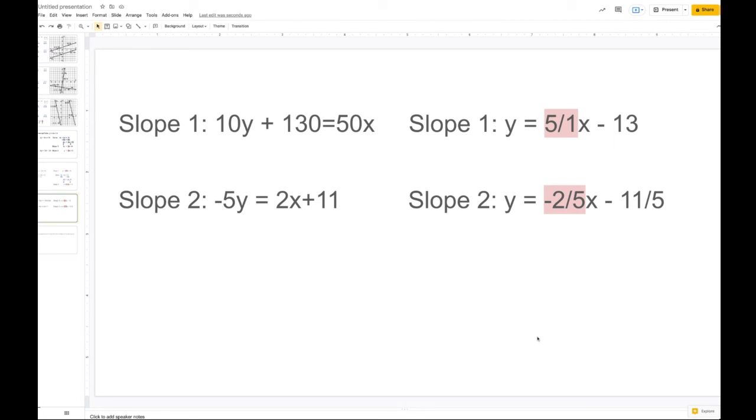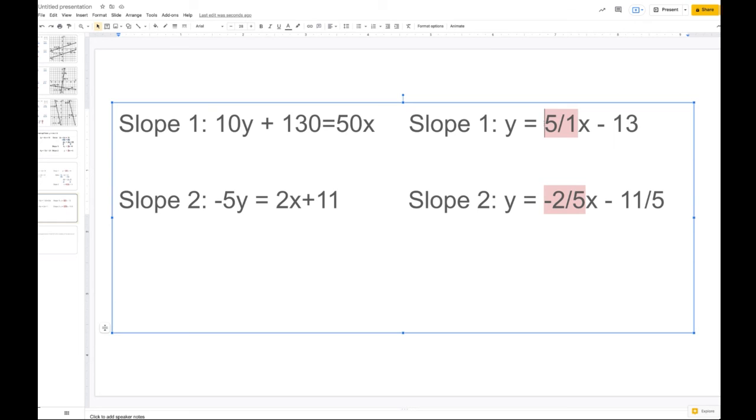How do you know it's neither? They are not parallel because the slopes are not the same. That's really obvious, right? And they're not perpendicular because, although one is a positive and one is a negative, 5/1's reciprocal is 1/5. This is 2/5, which is not the reciprocal of 5/1, right? We're looking for 1/5, which is not. We had the 5, but this needed to be a 1, but it's a 2.